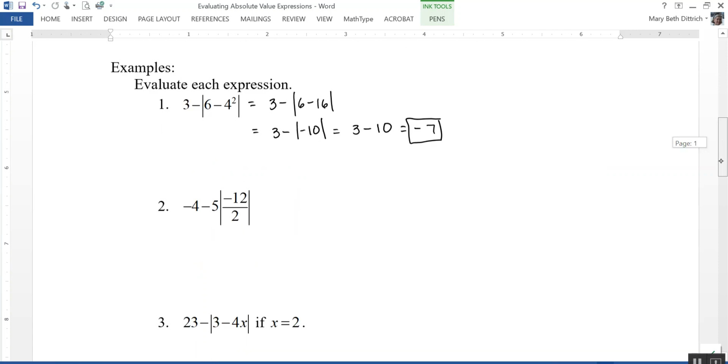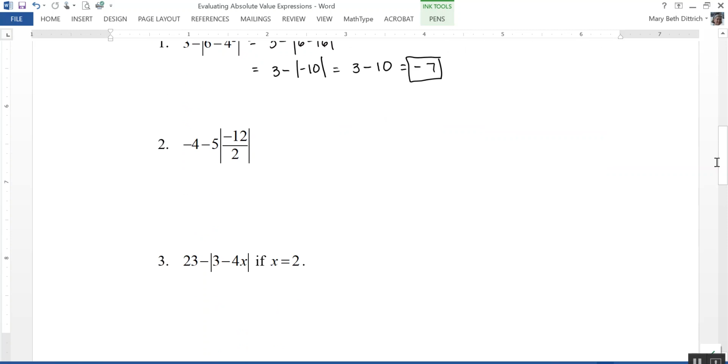Let's take a look at our second example. We have -4 minus 5 times the absolute value of -12 divided by 2. Remember, this is going to be multiplication, 5 times the absolute value. We do not want to distribute over the absolute value bars. We want to simplify, using order of operations between the absolute value bars first. So I'm going to have -4 minus 5 times the absolute value of -12 divided by 2, which is -6.